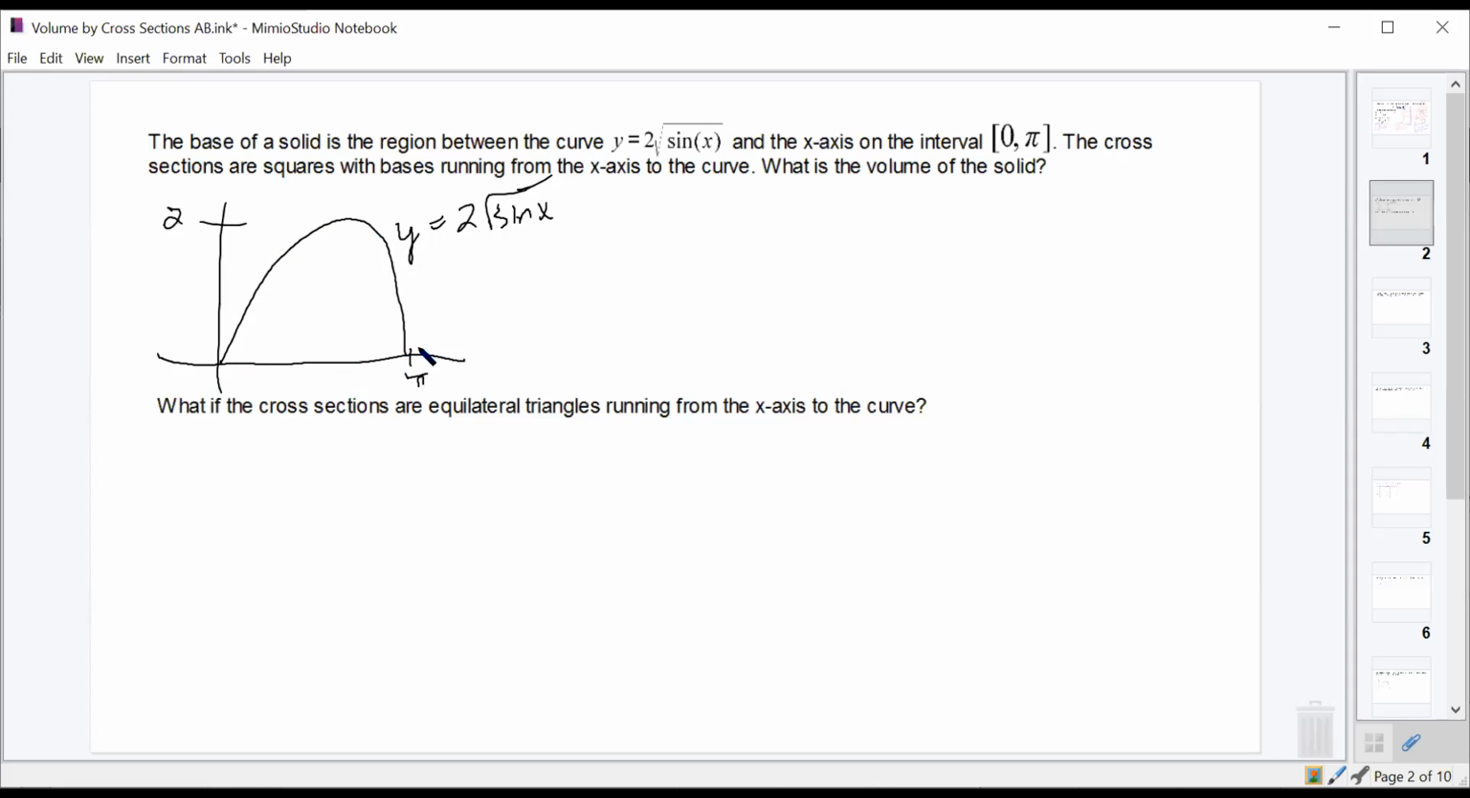Wait, so you're saying the object is protruding out at us? Is that what you're saying? Correct. That is correct. Exactly.